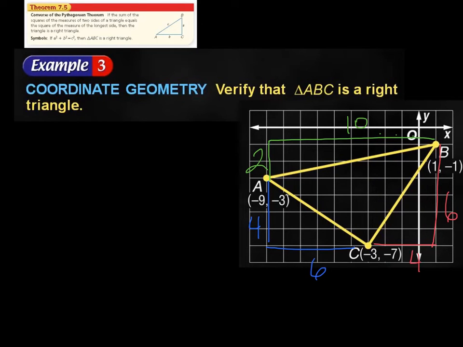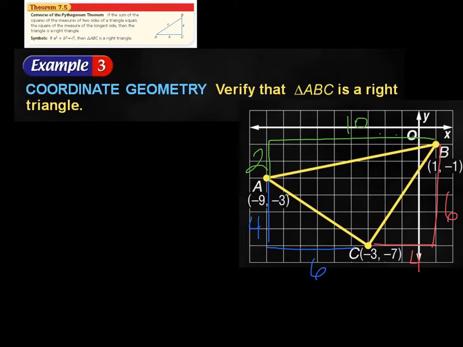Example 3 is going to give us ample practice in the Pythagorean theorem. They want us to verify that triangle ABC is a right triangle. But before I can test if a squared plus b squared equals c squared, I have to find what they are, using a distance formula, which is based on the Pythagorean theorem. I went ahead and counted squares since they have a graph for us.